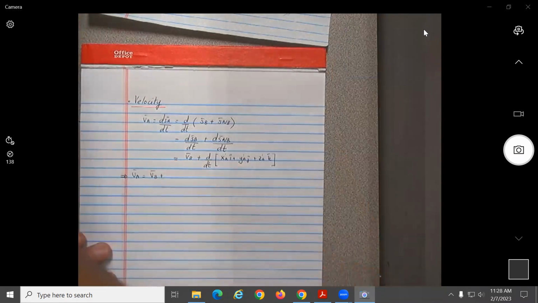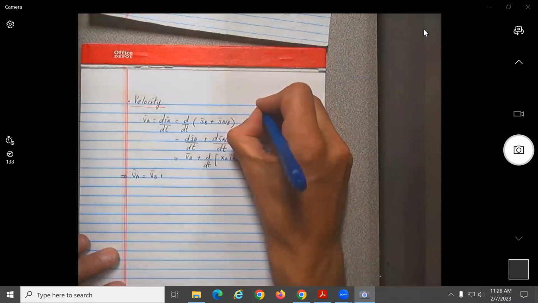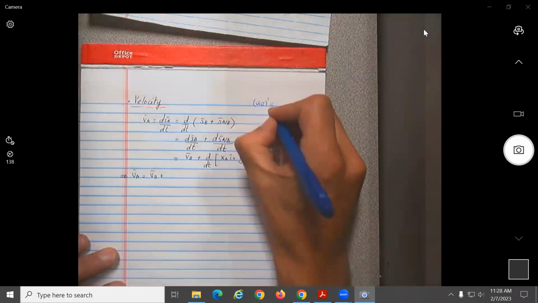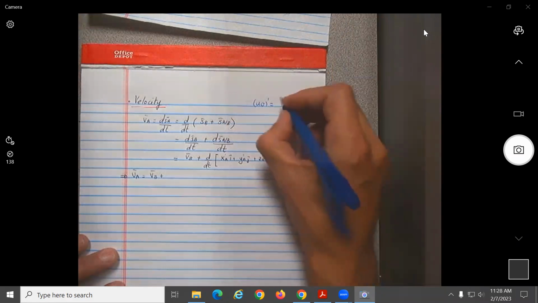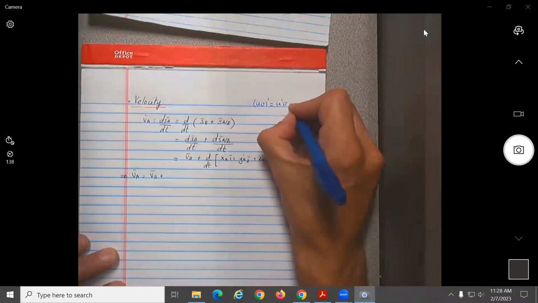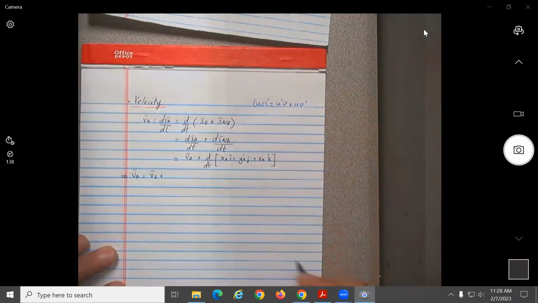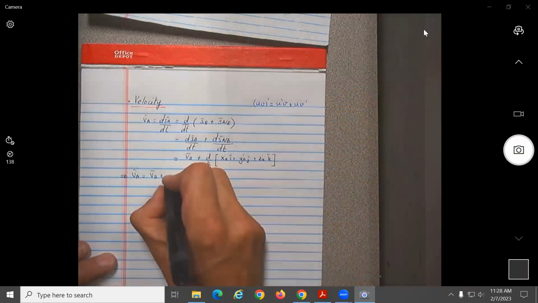If you take the derivative of a function, what is the derivative of a composite function UV? It is U prime V plus UV prime, no? Okay, so we're going to do exactly the same thing right here. So this should be equal to what?